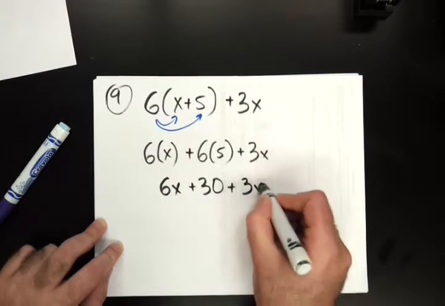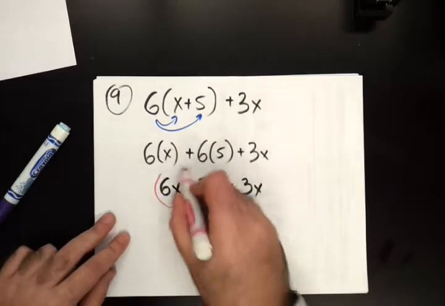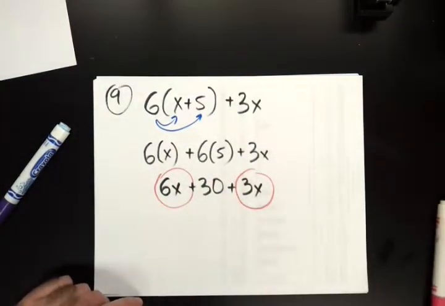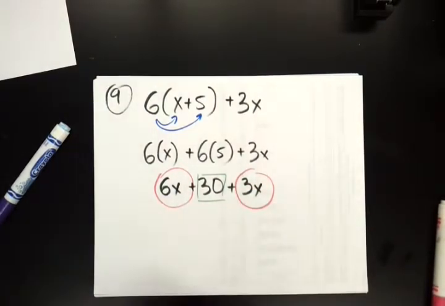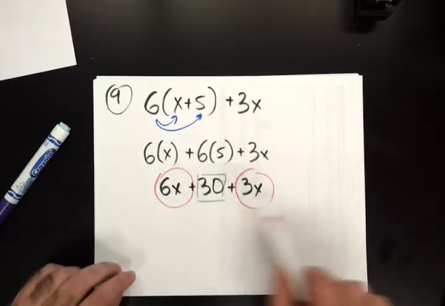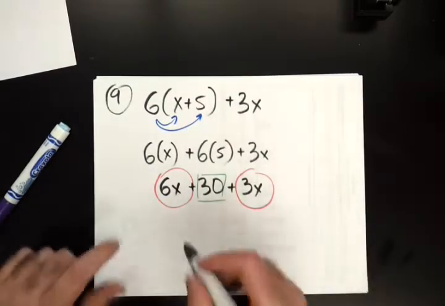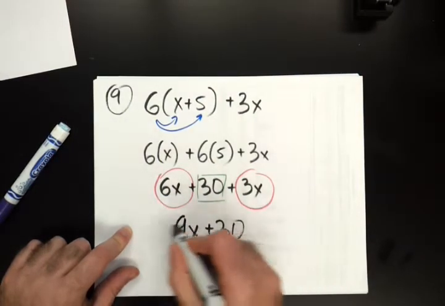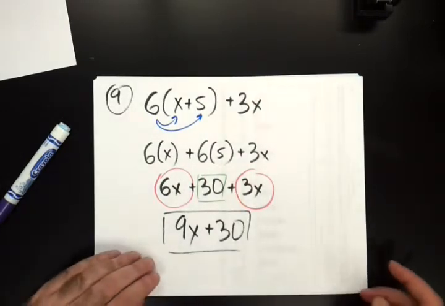And plus 3x. I'm going to group my like terms. In this case, I have a pair of x's. They're alike. And I have a constant that's, well, it's all by itself. I'm going to combine my x's. 6x and 3x is 9x plus 30. And that is my final and complete answer.